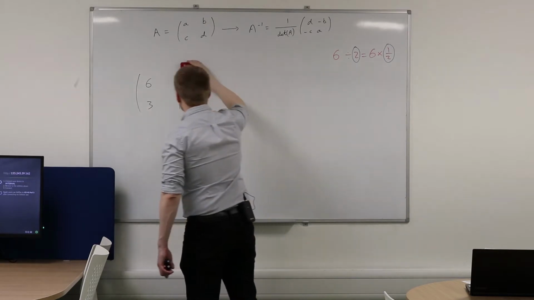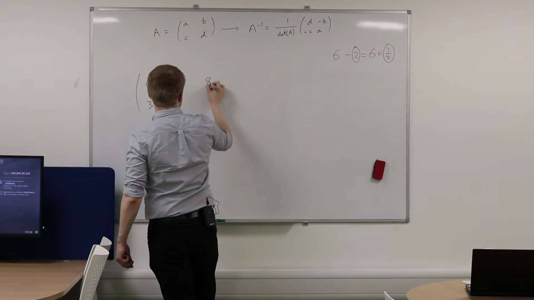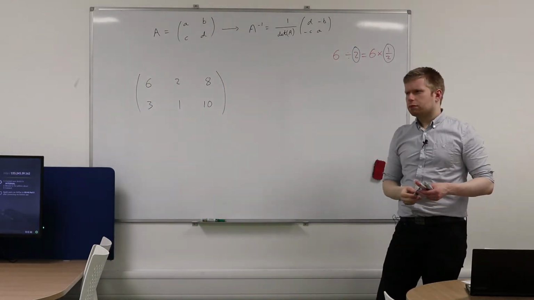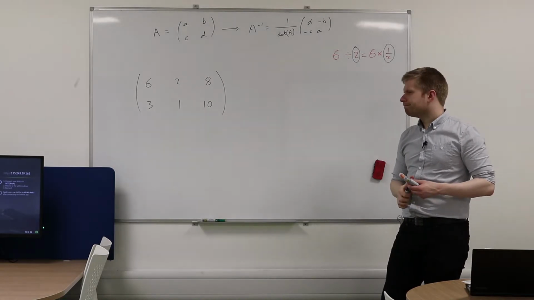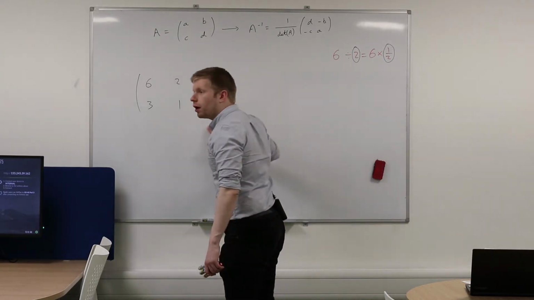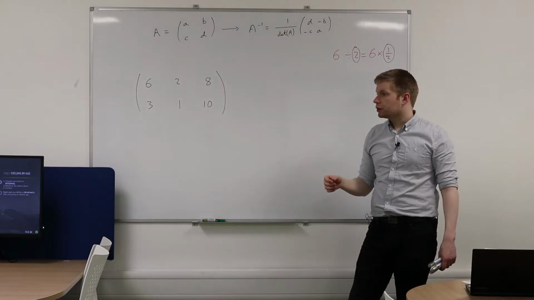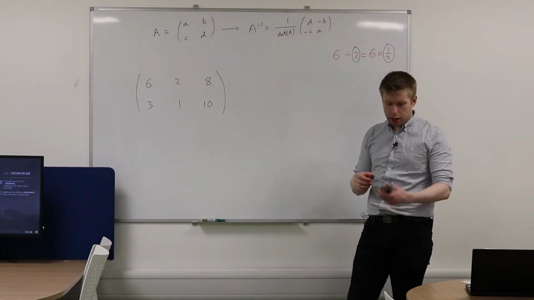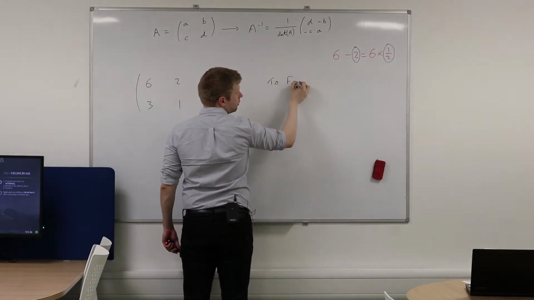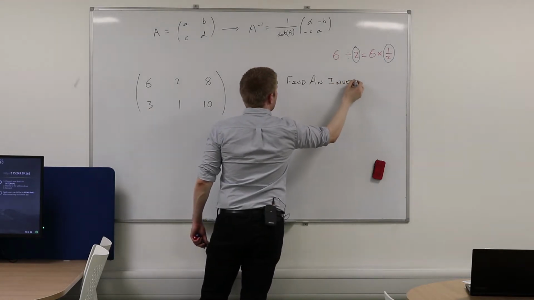But what if I added an extra row or an extra column to my matrix? For example, I go 8 and 10 here, okay? How do I find the inverse of that? I can't, okay? The reason why I can't is because this is a non-square matrix. So the condition to find an inverse, if it exists, can be only 2 rows and 2 columns, yeah?